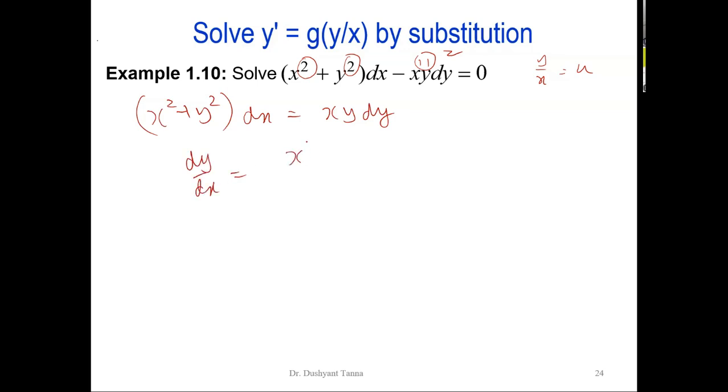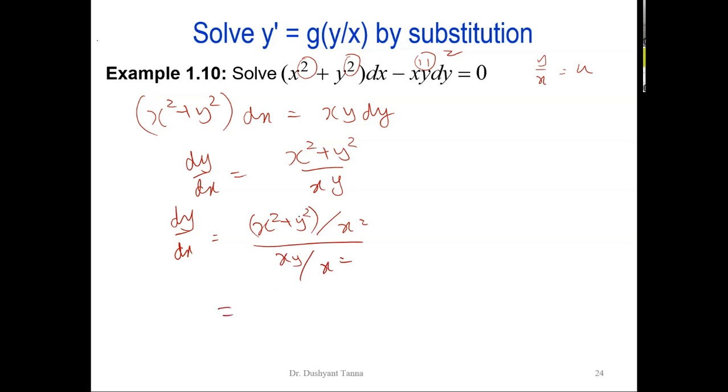And that means (x squared plus y squared) over xy, isn't it? Yeah. Okay. So this is dy by dx. Now up here, I have to bring y on x. What is the highest power of x? It is x squared. I will divide the numerator and denominator by x squared.